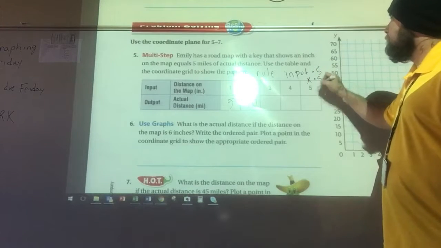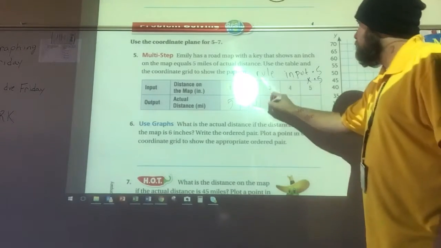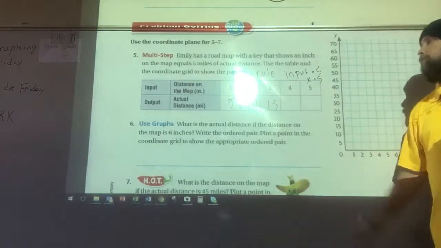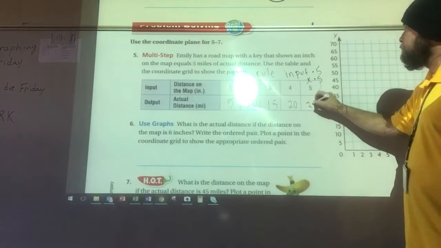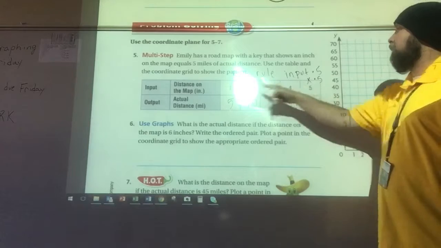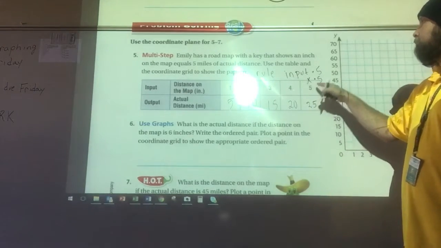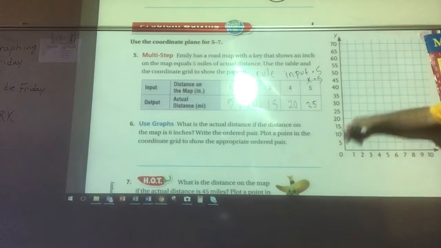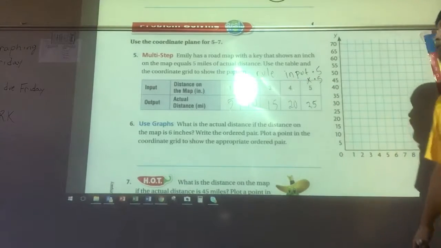Yeah. 3 is going to be what? 15. 4 is going to be what? 5 is going to be what? 25. Again, it worked every time. X times 5, x times 5, x times 5. So this should form a straight line. Additive or multiplicative? Multiplicative, because we're multiplying.